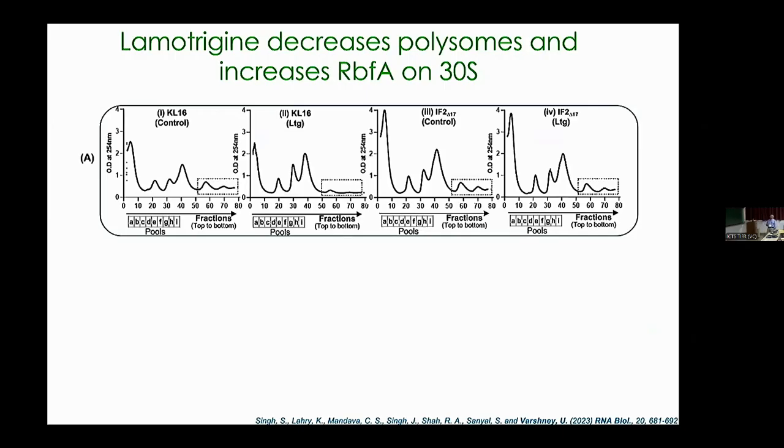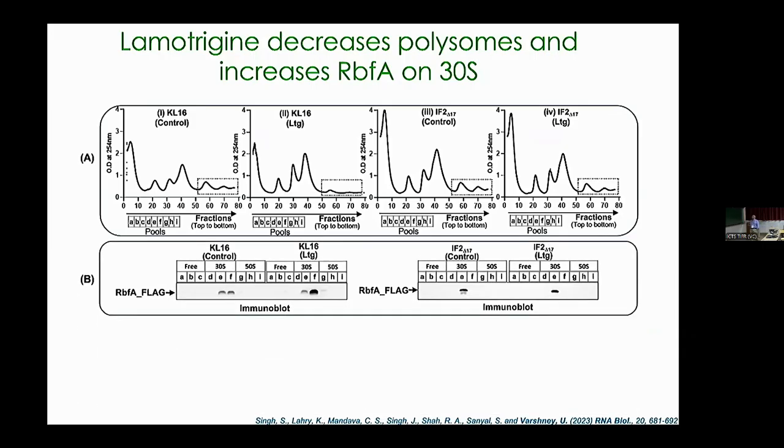And you will notice that there is disome, trisome in wild type control. As you take lamotrigine into it, the level of this decreases. But if you take the resistant strain, that level remains there. And whether you take lamotrigine, nothing happens.